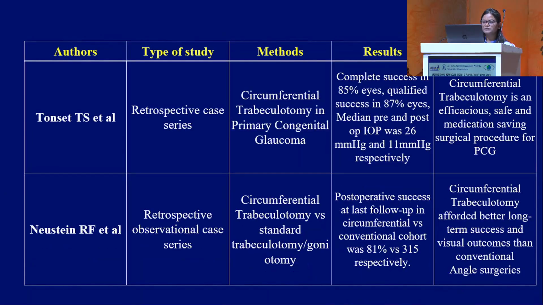Thornset et al. have evaluated circumferential trabeculotomy in primary congenital glaucoma, and complete success was 85.